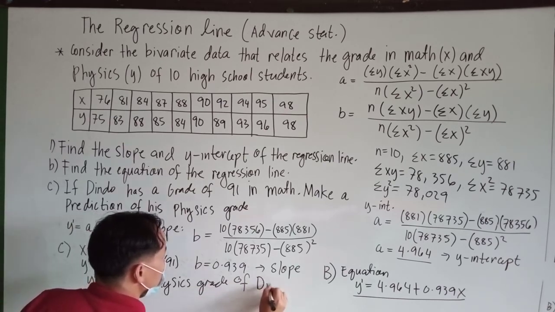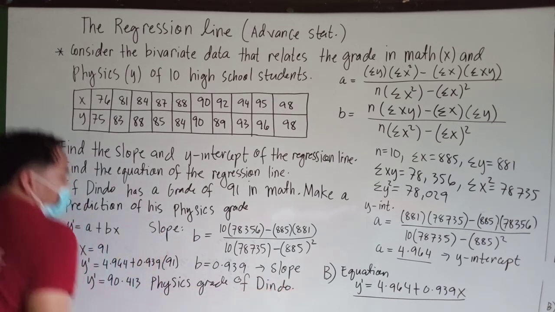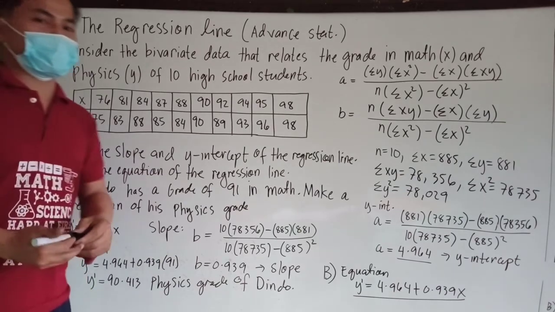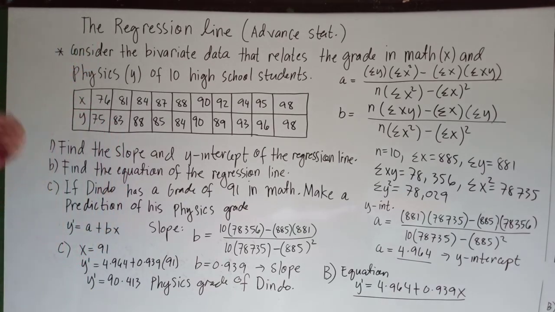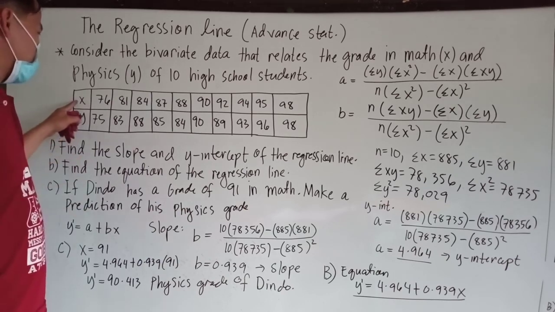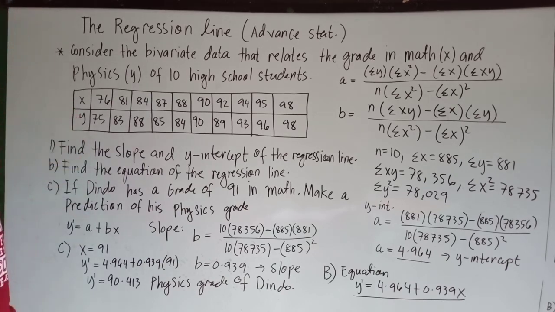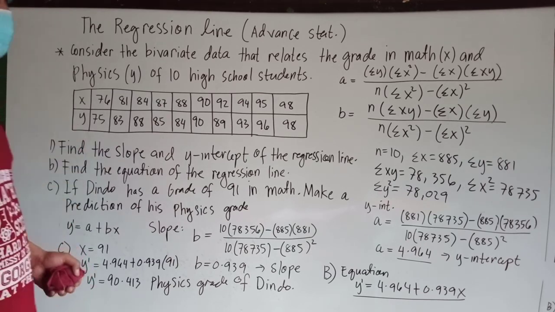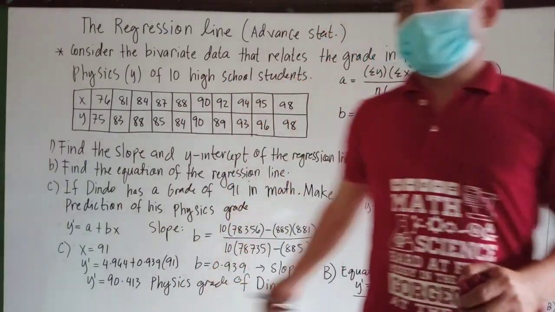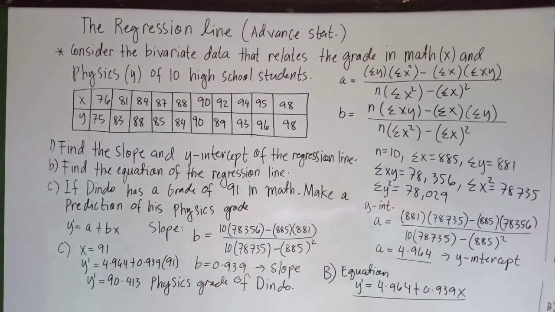So as you can see, a regression line can be used to predict a future outcome, provided that we can easily relate these two variables: the grade in math representing variable x and the grade in physics representing variable y. I hope this helps you in figuring out the regression line. This is just the introductory part, the concept on how to obtain the equation of the regression line.